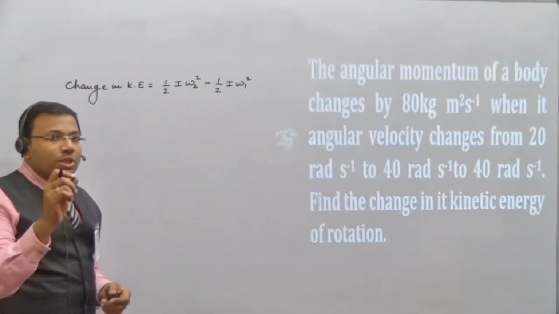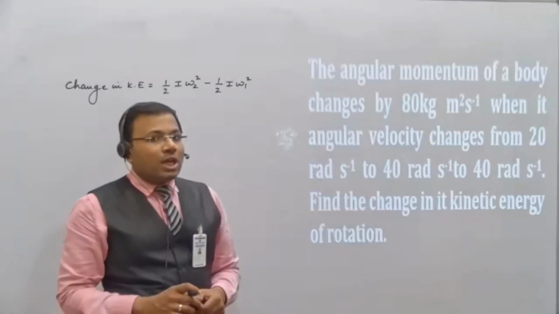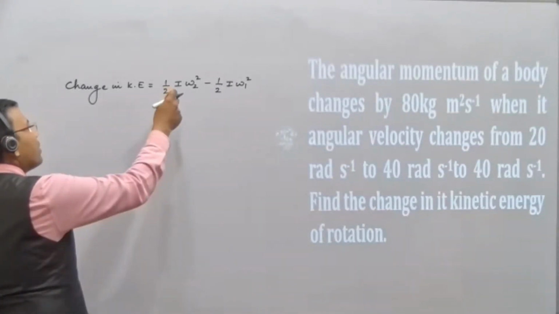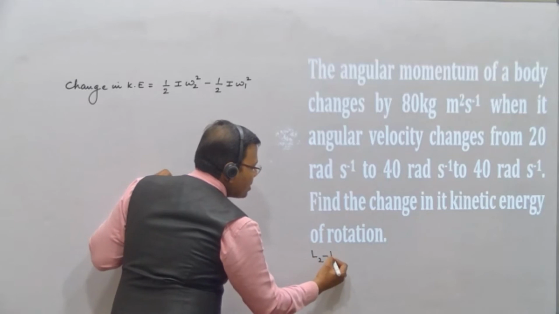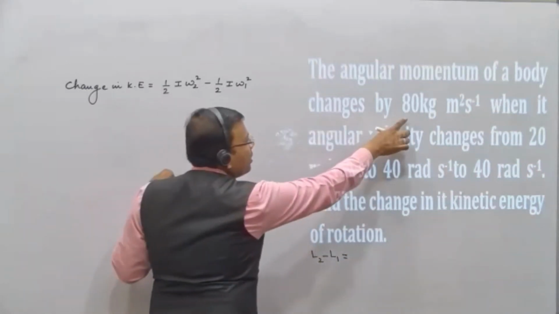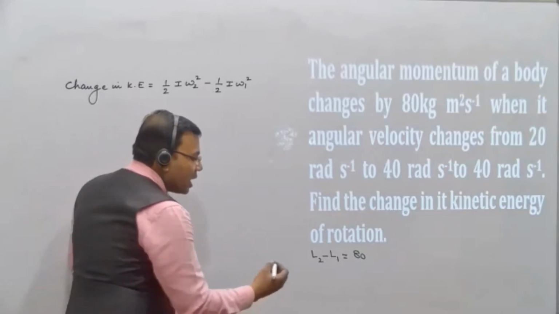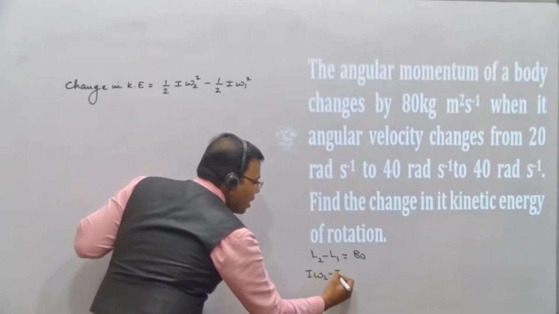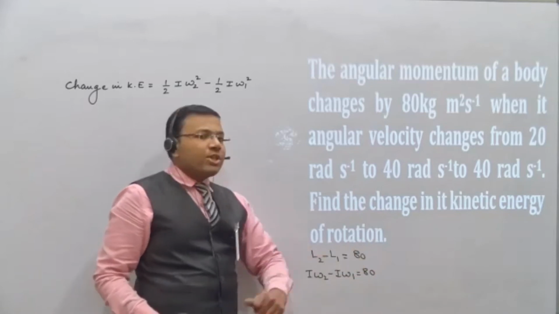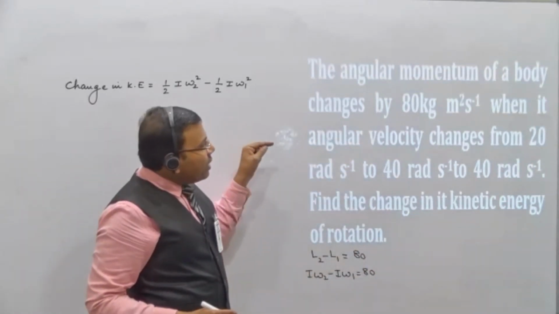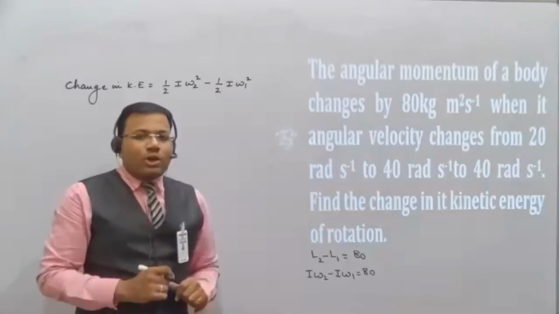Now students, the question mentions that the angular momentum is changing by 80. So let us move with this first, then we can come to the actual question. Angular momentum change means L2 minus L1, which is 80. And the formula for angular momentum is I omega. So I omega 2 minus I omega 1 equals 80, as per the question. And the angular velocity changes from 20 to 40, so omega 1 is 20 and omega 2 is 40.